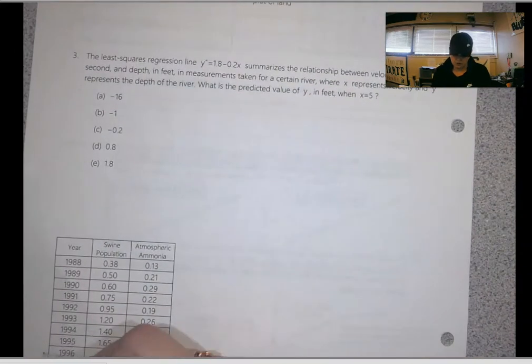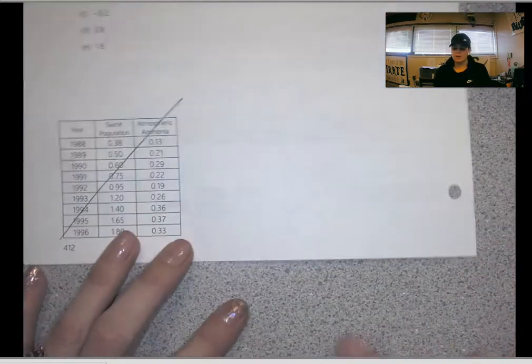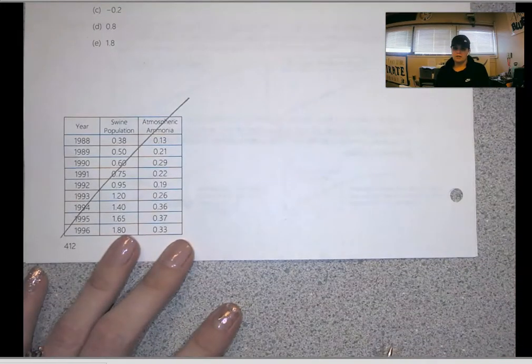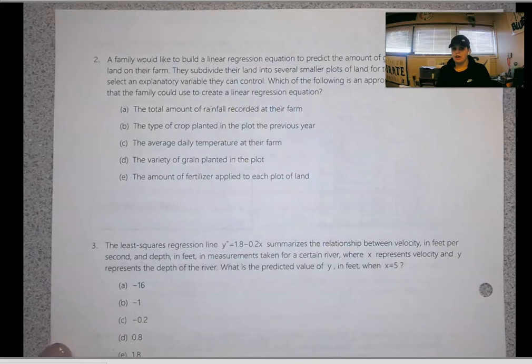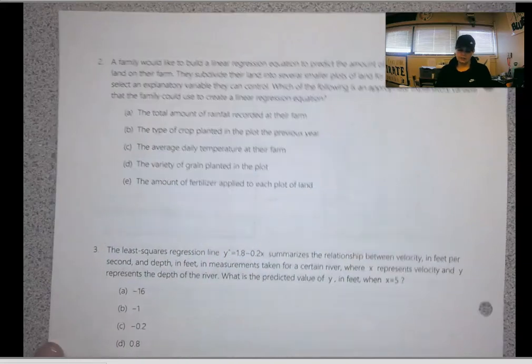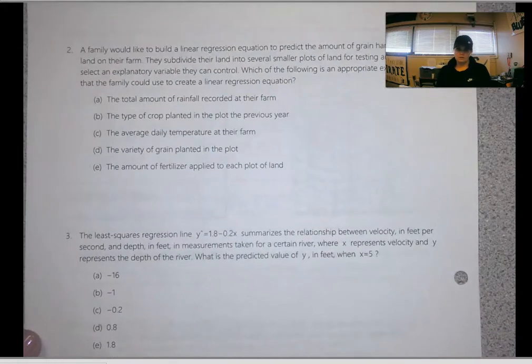I want you to ignore the table at the bottom. That was my bad. You don't need that table there. So I want you to pause the video, and I want you to try number 2 and number 3. When you're ready, come back and we'll check answers together.